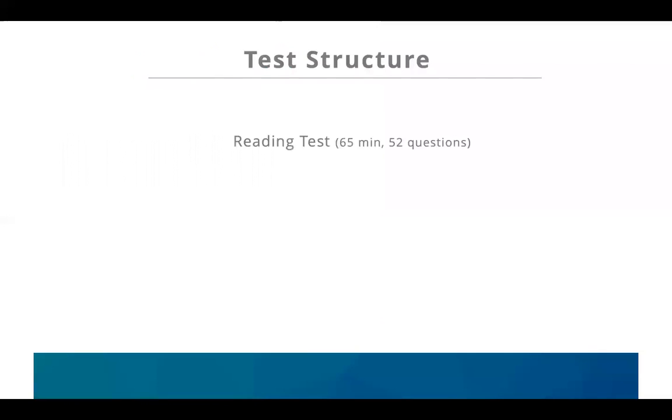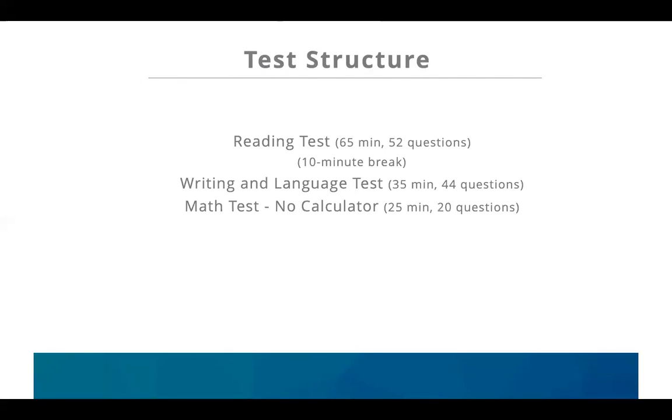The structure of the test is that it starts with the reading section or reading test. You have 65 minutes, there are 52 questions, then students get a 10-minute break. Then they do the writing and language test, which is 35 minutes, 44 questions. And then they launch into the math portion of their testing. So they start with a no calculator section, 25 minutes and 20 questions. Then they get a short break. And then they take the calculator portion, which, as you can see, is significantly longer. It's about twice as long, 55 minutes and 38 questions.